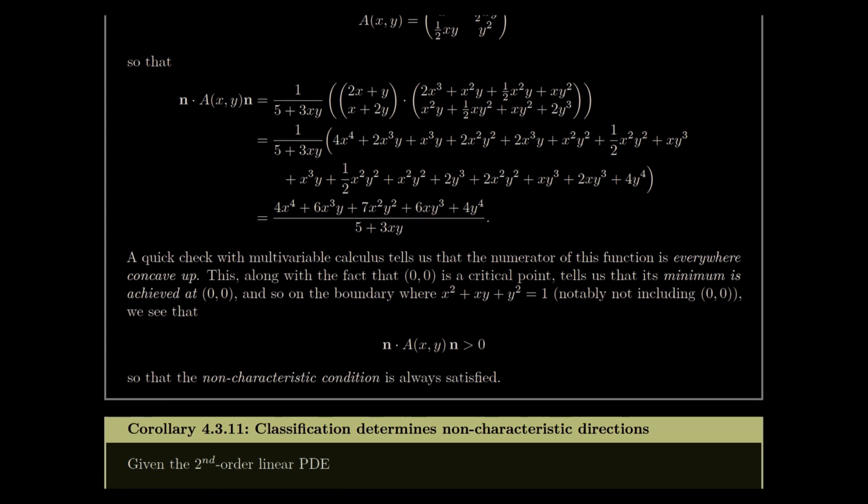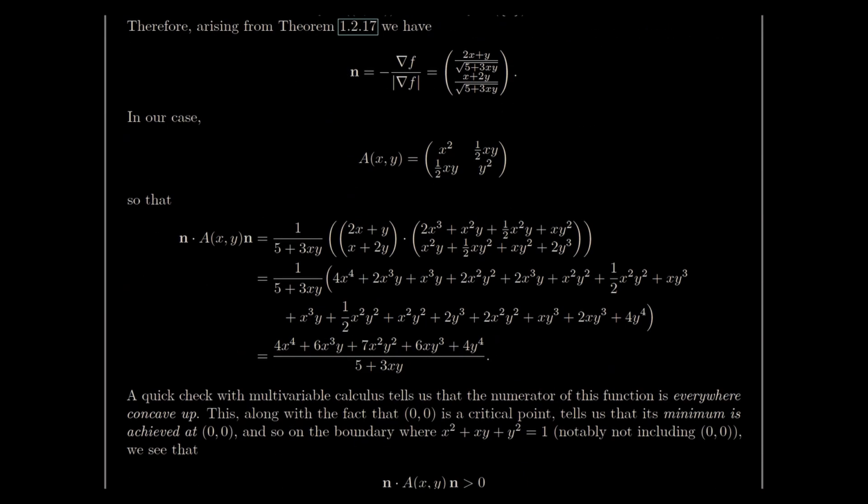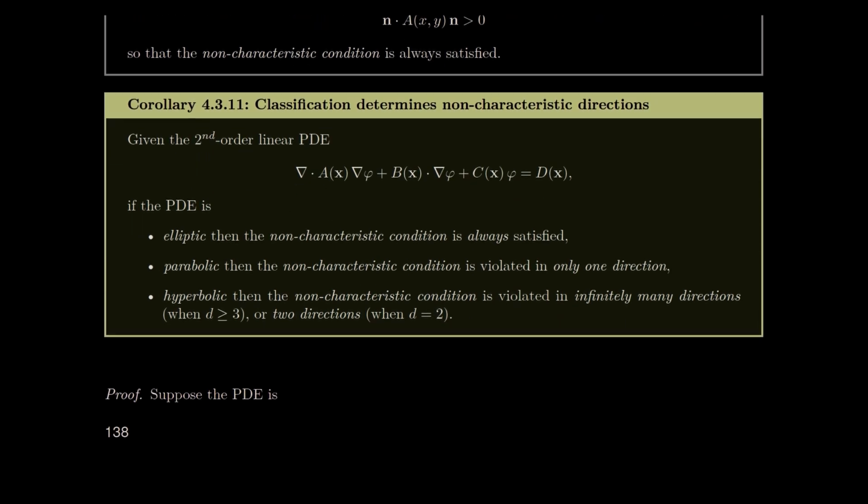Now, why do we care so much about, I introduced this non-characteristic condition in the context of classification? This corollary is kind of the big important part of all of this. The whole overarching idea of this section is that the non-characteristic condition determines existence and uniqueness on the interior, and classification determines the directions in which it's satisfied. So the fact that we can classify means that we can also determine cases of existence and uniqueness using the non-characteristic condition. So if our PDE is elliptic, then in fact the non-characteristic condition is always satisfied. This makes our life really easy.